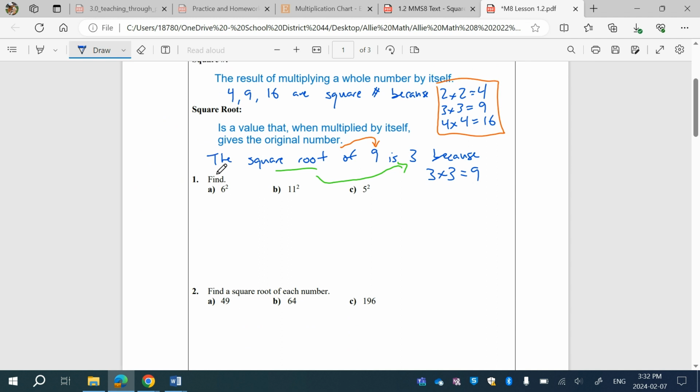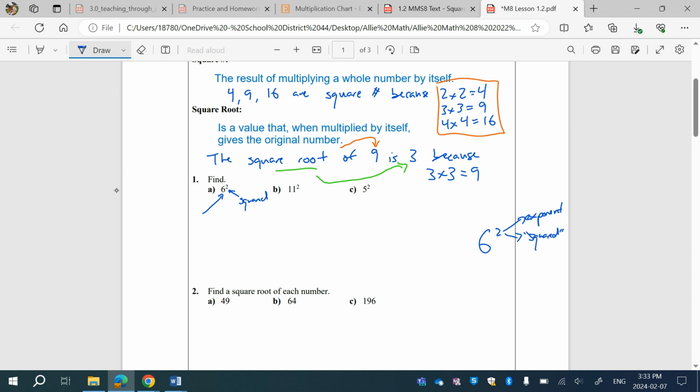So next we are going to find the answers to these questions. And when we see this little 2 here, a number raised to a little 2, we call that being squared. And this is called an exponent. Maybe I will draw this for you. 6 to the power of 2. This is called an exponent. And when it's a 2, we say the word that it's being squared.